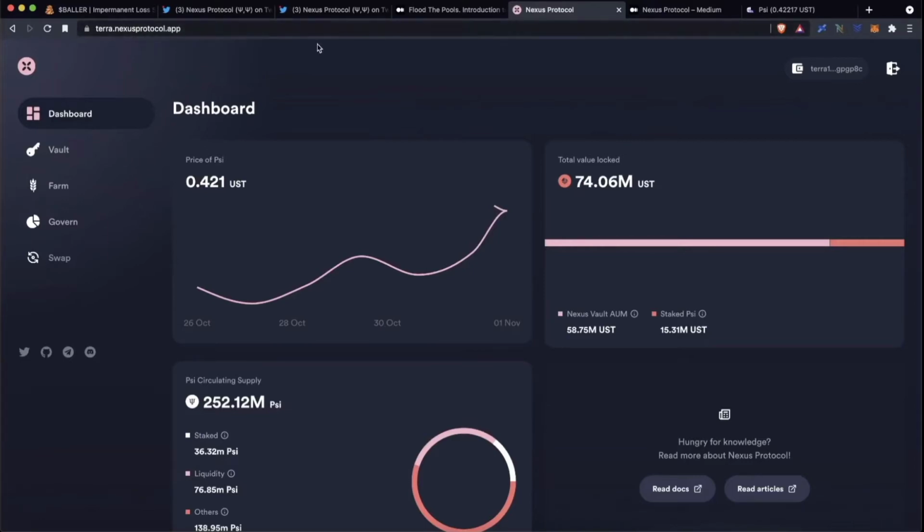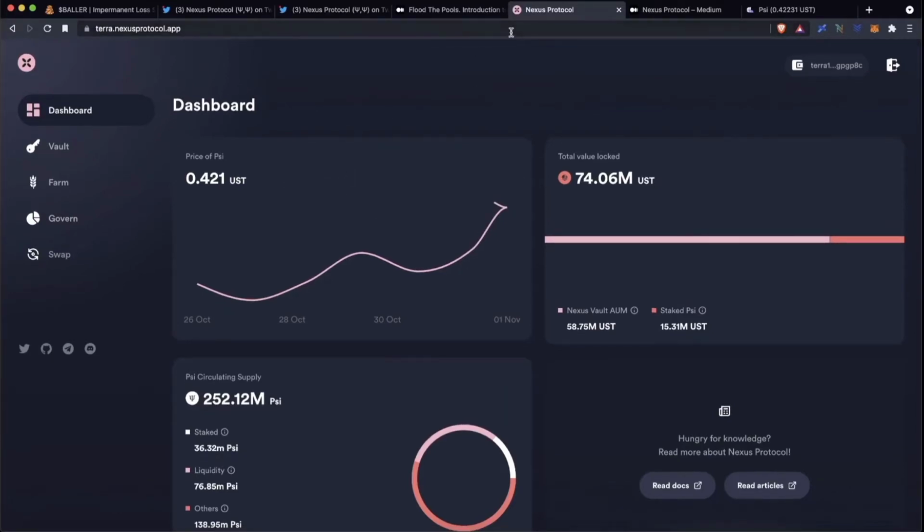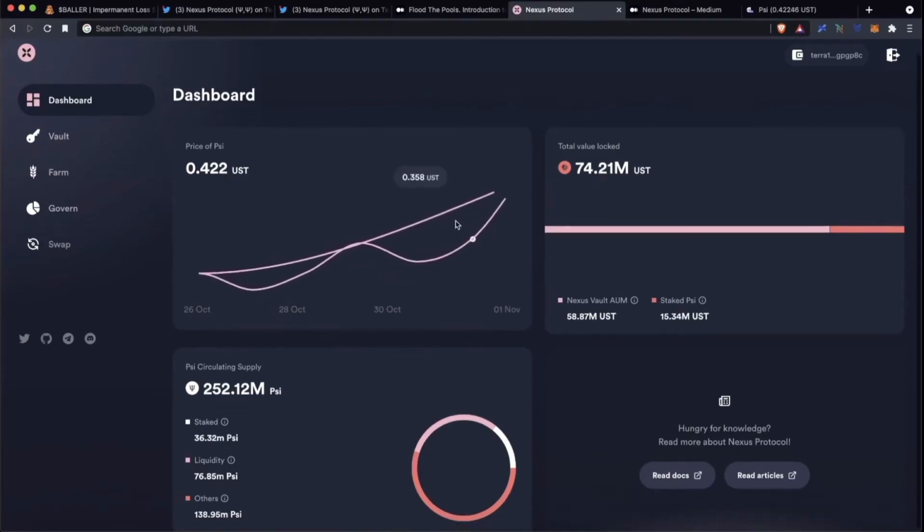When you use Anchor or Mirror Protocol, you have to manually keep track of the LTV, that's loan to value ratio, or collateral ratio. It's challenging and time consuming, and Nexus Protocol promises to change this and maximize yields and LTV.